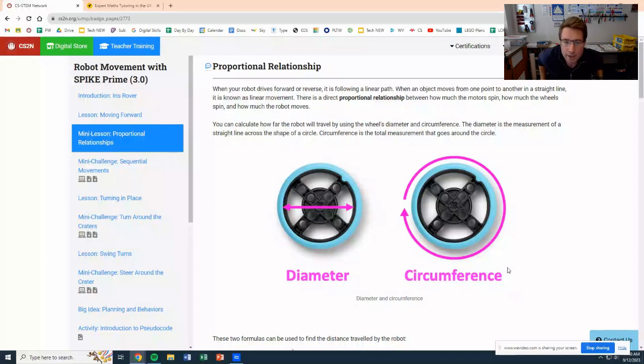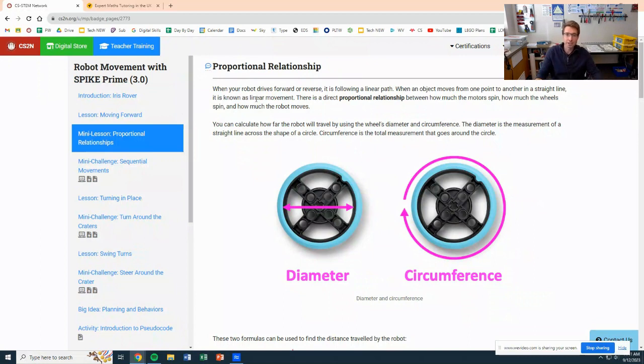Okay, so here, as we take a look at lesson 2 of our moving unit here in robotics, we're going to take a look at proportional relationships, right? A proportion is when two things are related to each other in a certain way and they continue to be that way. So like, let's say 30 miles per hour. So for every hour driven, we go 30 miles. For 2 hours driven, we go 60 miles.